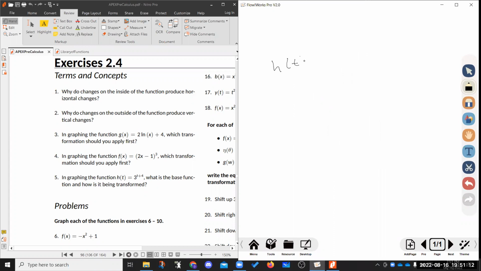If I have h of t is equal to 3 to the t plus 4, then the parent graph of this, f of t, was 3 to the t, and I have shifted that 4 to the left, because I would take t plus 4 and set it equal to 0. t equals -4. This here is my horizontal shift of 4 to the left.